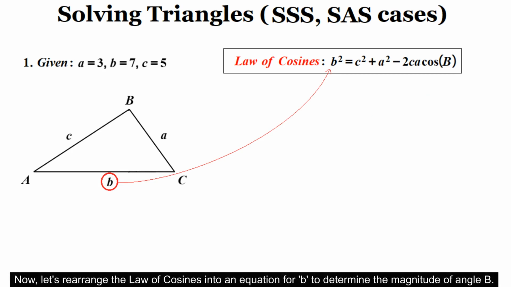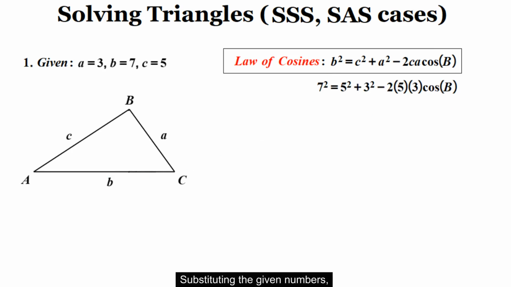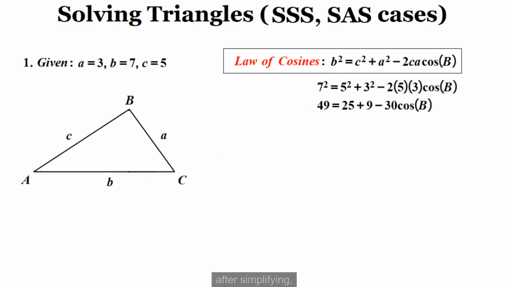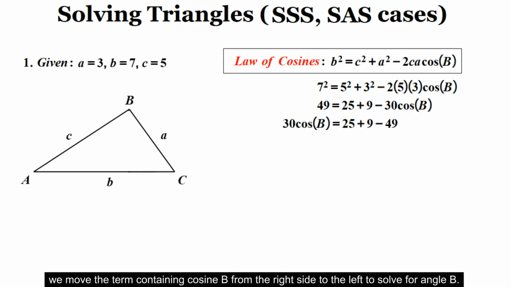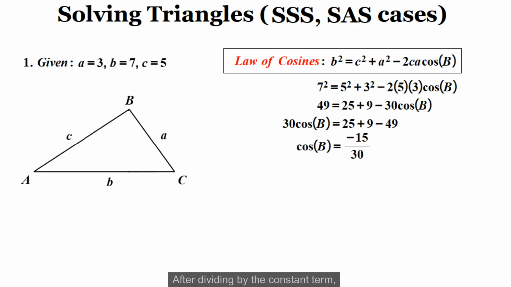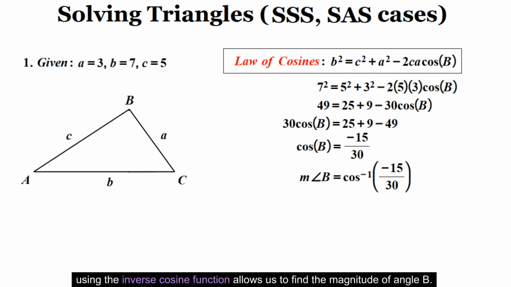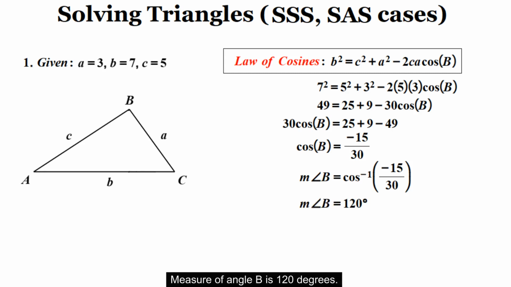Now, let's rearrange the law of cosines into an equation for b to determine the magnitude of angle B, substituting the given numbers. After simplifying, we move the term containing cosine B from the right side to the left to solve for angle B. After dividing by the constant term, using the inverse cosine function allows us to find the magnitude of angle B. Measure of angle B is 120 degrees.